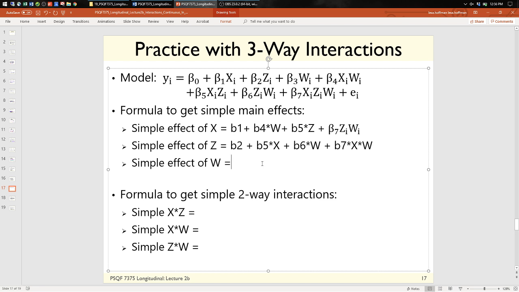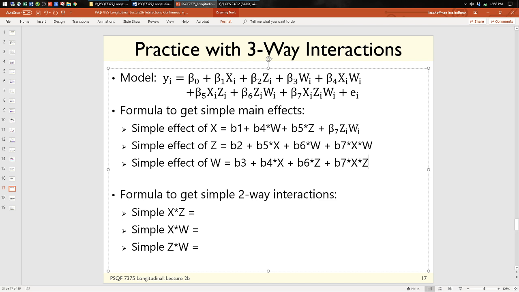Last one, W. What starts it off? Beta 3. Beta 4 X. Beta 6 Z. That right? Beta 7 X and Z. There.